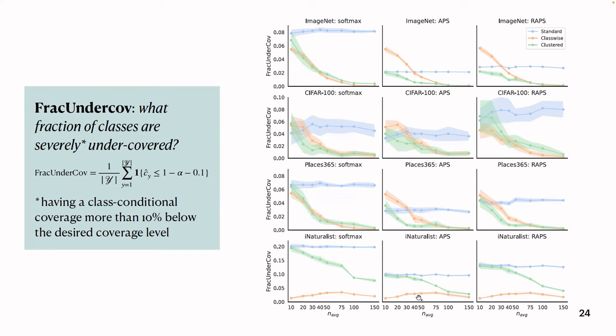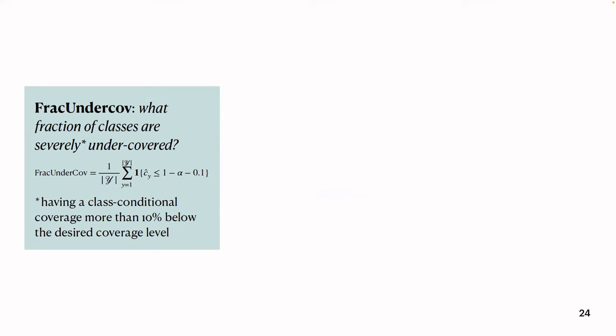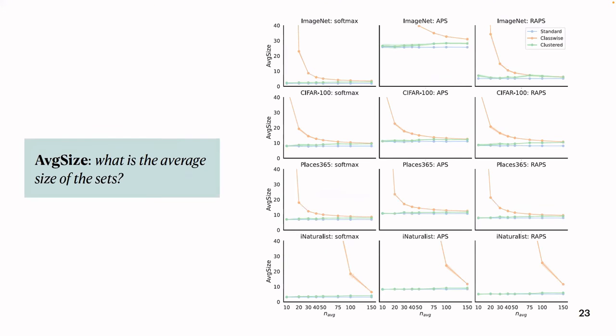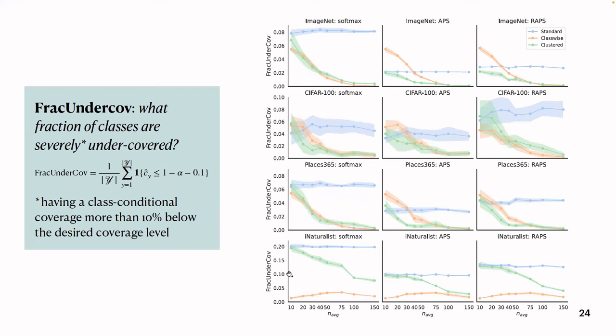But if we look at this together with the last slide, we see that the reason this happens is because the set sizes are so large. So even though it's doing well on this metric, it's still not a very useful method, because you just end up with huge set sizes in order to achieve this good metric here.